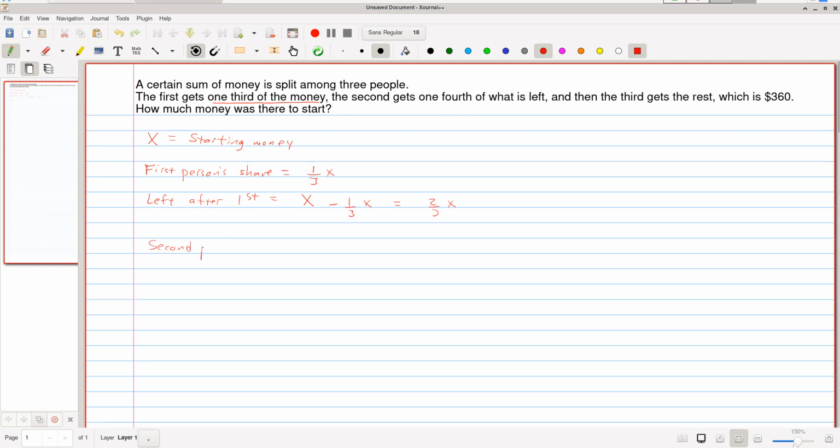So the second person's share is 1/4 of what is left. So this person gets 1/4 of how much is left, and we just found that to be 2/3 X. So if we reduce this, this person gets 1/6 X. Let's look at how much is left after the second person.